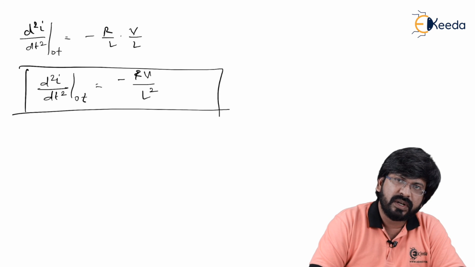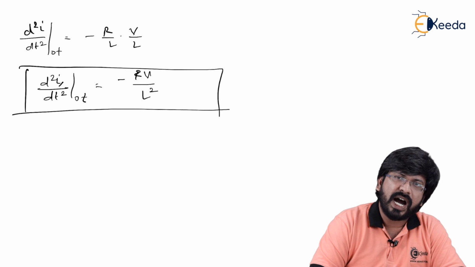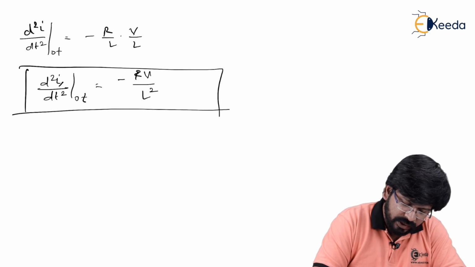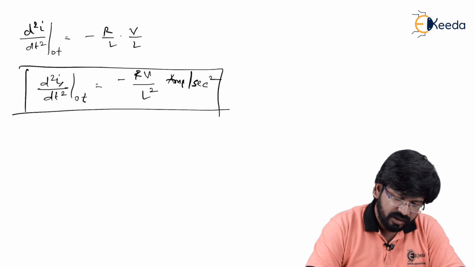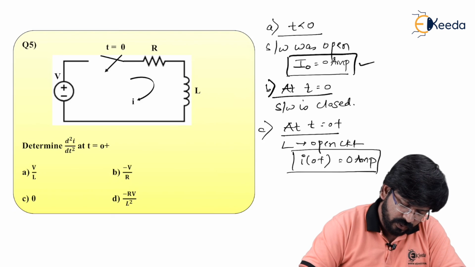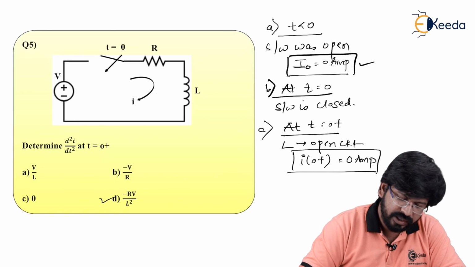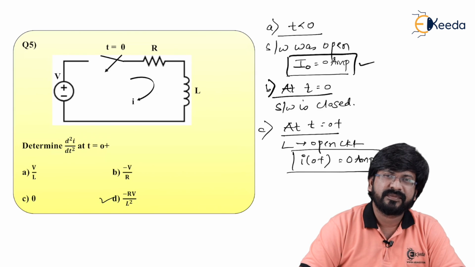Here d square I by dt square will have a unit of I upon t square. I have ampere, and t square is nothing but second square. So the unit is ampere per second square. Let's move to the problem and we will see which option is correct. The option that we have got is minus RV upon L square. So as you can see, option number D here is the correct option. I'm sure you have understood all the problems. Thank you.